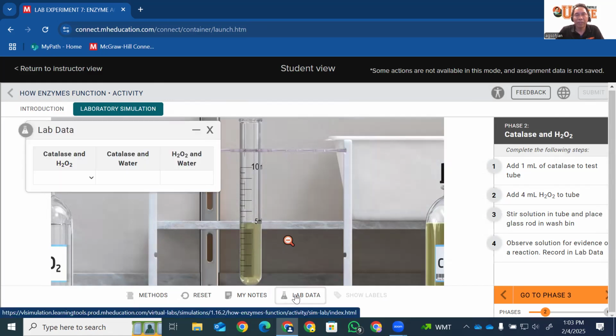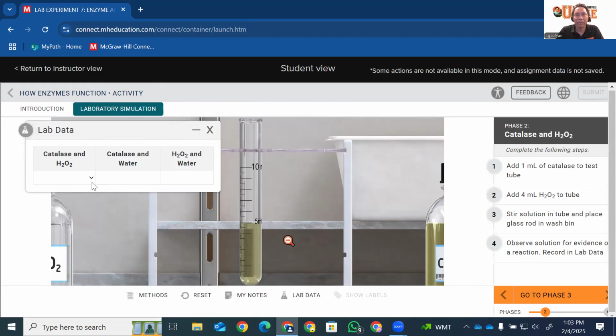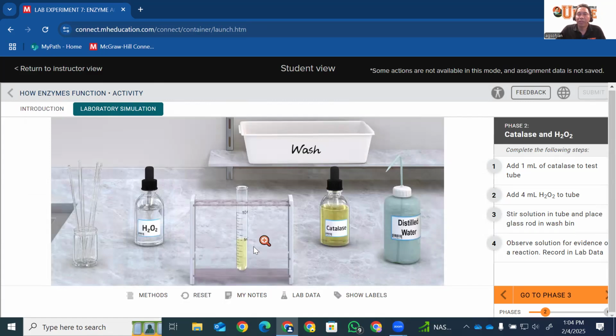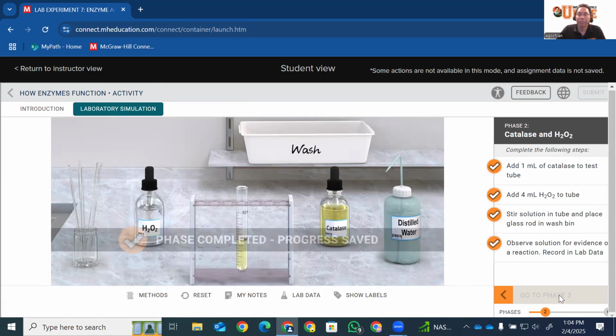You put in the lab data. Okay, which is catalyst. What do you see? Do you see reactive or not reactive? Let's say we actually see a bubble, so we can say there is a reaction. We put that data in. Then zoom in or zoom out, and go to the next step. We're done.